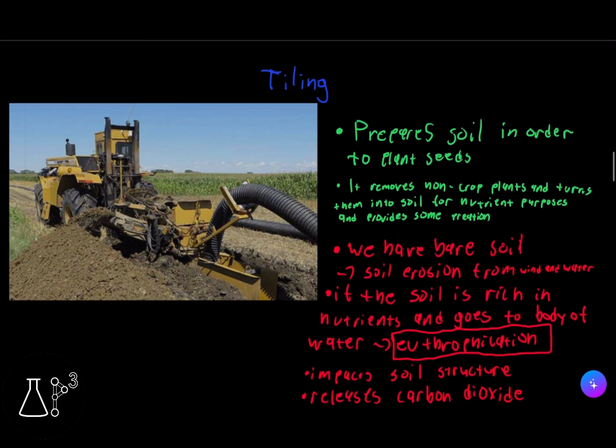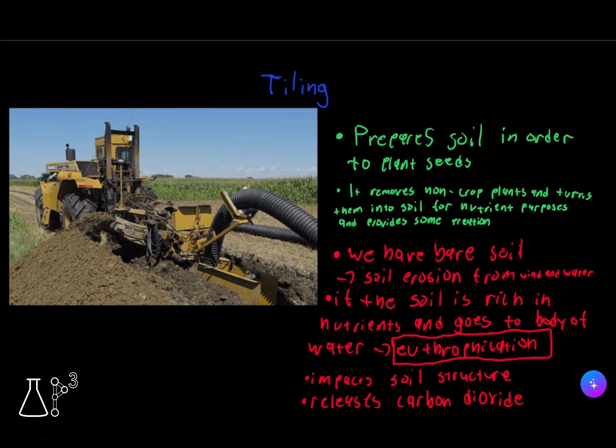Now for tilling, how it's going to work is that anything that's in green is going to be the positives in the definition in this case. Anything red is going to be negative or what's bad. So tilling is basically the process of preparing soil in order to plant seeds, as we can see from the image. The good thing about it is that it removes non-crop plants and turns them into soil for nutrient purposes and provides some aeration. Basically, we're going to plant new seeds and prepare soil, and we're going to remove every non-crop that is not important.